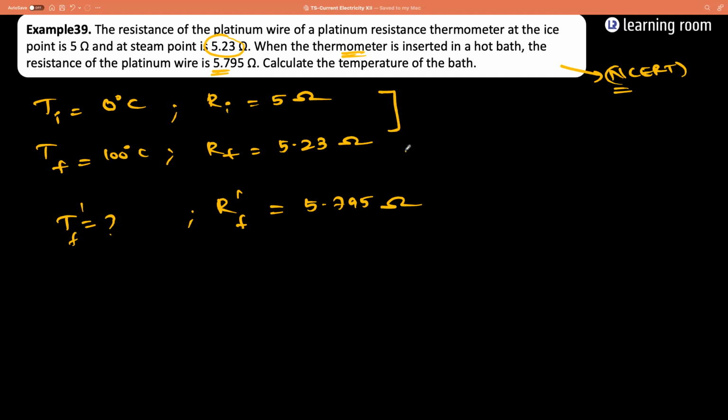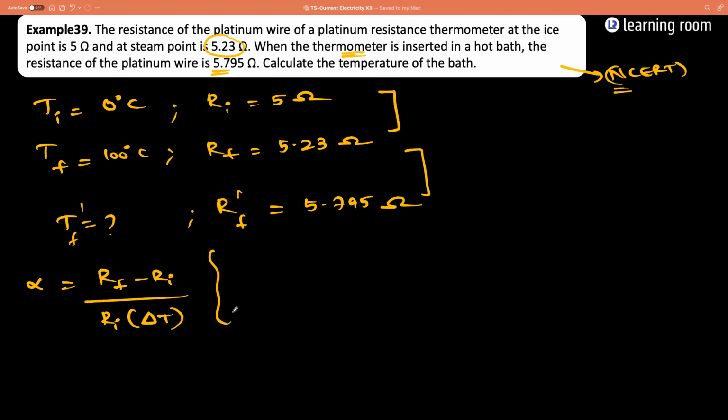So here, if you observe, what is constant throughout the experiment? It is alpha. So what is alpha? R final minus R initial by R initial into delta T. Can I write it like this?